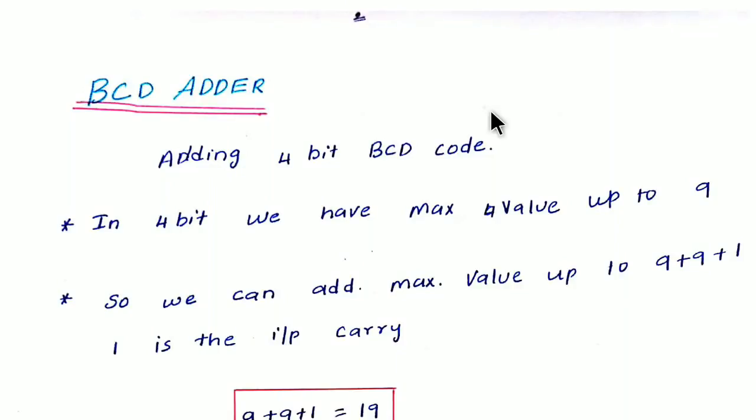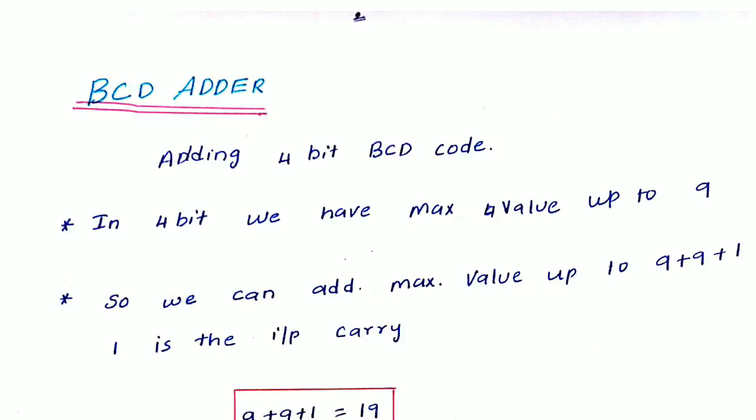Hello students, in this lecture we are going to see about the BCD adder. A BCD adder is one which is going to add two BCD values. Before going to this BCD adder, first we should know what BCD is. BCD is nothing but binary coded decimal.